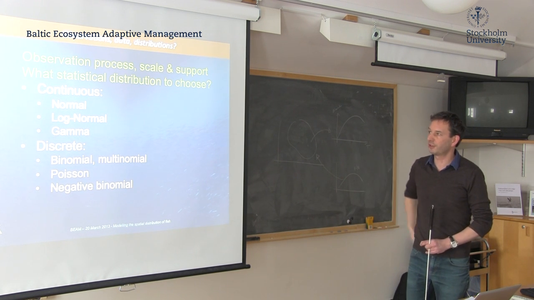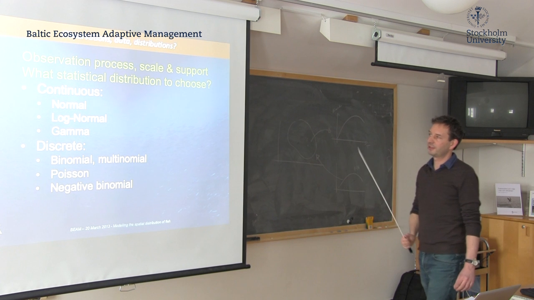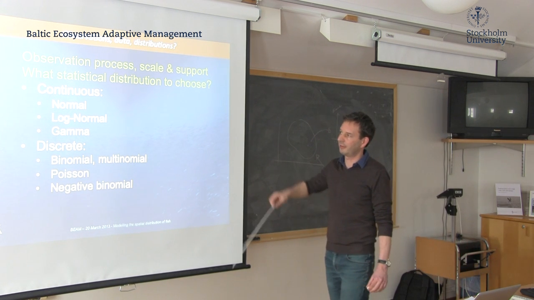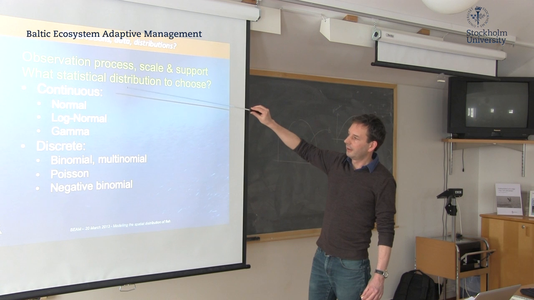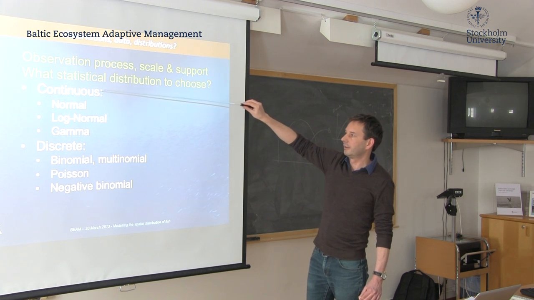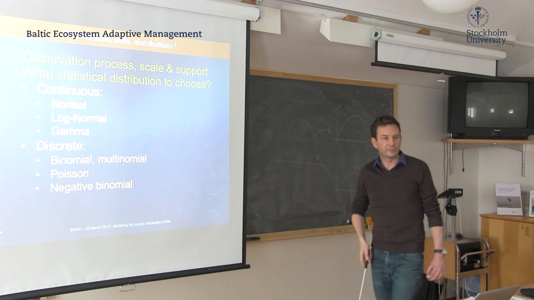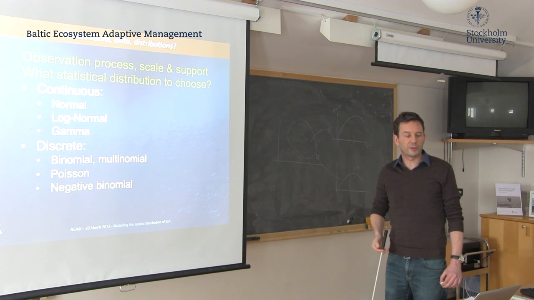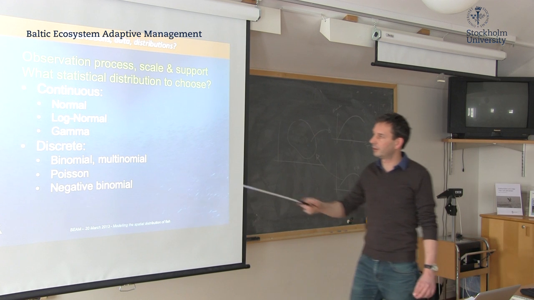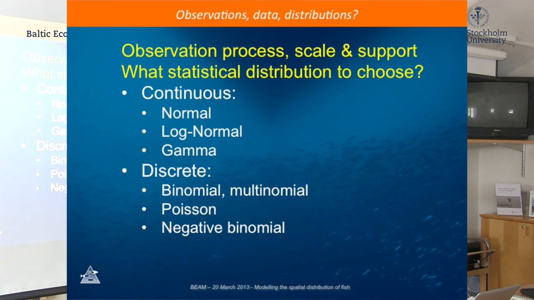Okay, and now distributions. What statistical distribution to choose? So, the main two categories are continuous versus discrete distributions. If you are looking at animal densities, you will work with continuous distributions. If you're looking at presence, absence, or counts, you will work with discrete distributions.